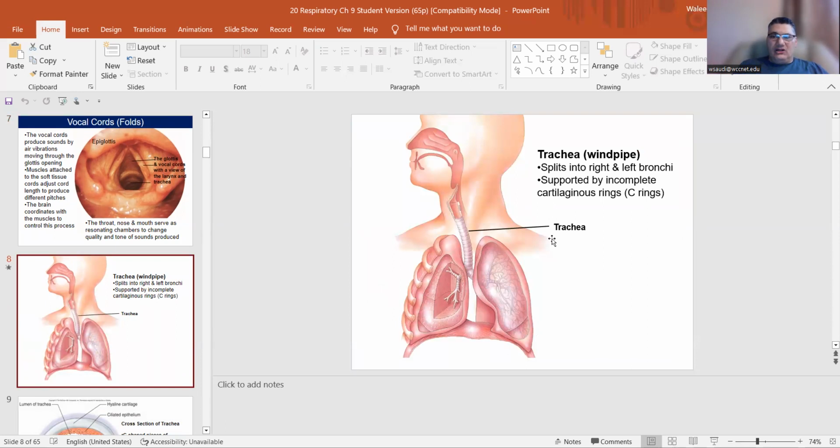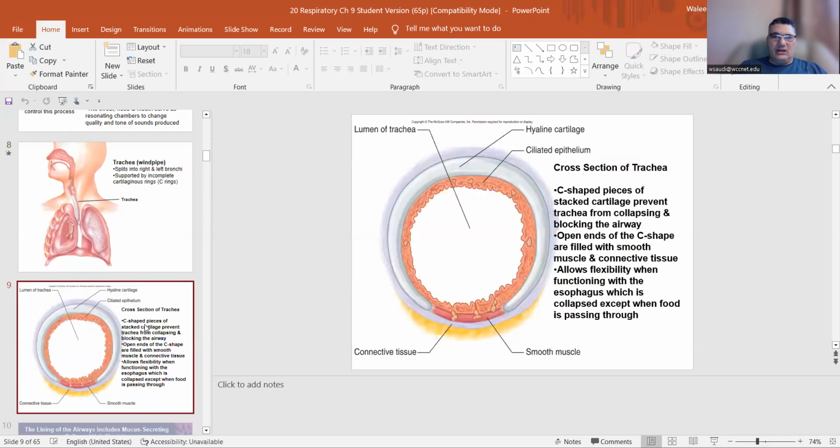The trachea, I already talked about it, the windpipe, and it will split into bronchi. It contains C rings or cartilaginous rings that you need to remember. And it just takes the air down until it's split into the bronchi.